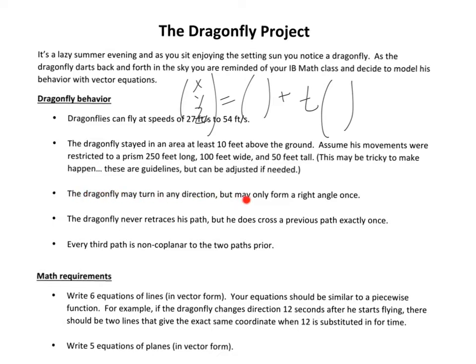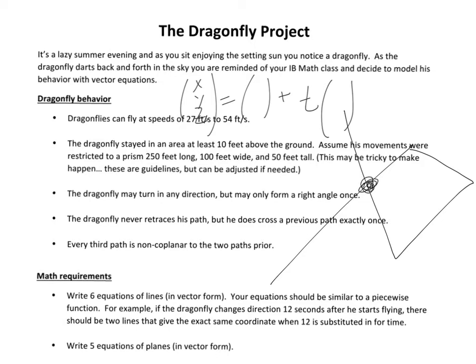Okay, so then the next thing: the dragonfly may turn in any direction, but only may form a right angle once. So you can have him make a right angle at one point in his trip, but the rest of the time, the angle shouldn't be a right angle. And it says he never retraces his path, but he does cross a previous path exactly once. Okay, so as he's flying, it's hard to draw, but if he's flying here, he's turned and done something, and then at some point there is a point in common between those lines.